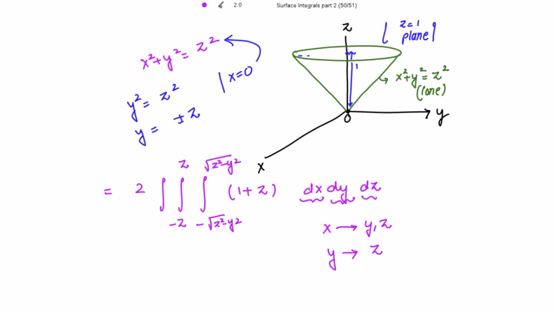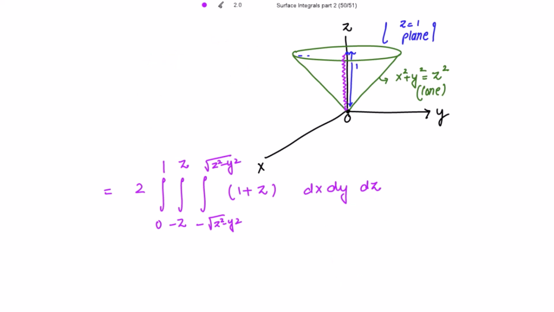And finally we need to write the limits of z. That should be constant, and the value of z varies from 0 to 1. So the limits of z are from 0 to 1. I hope it is very clear to you.